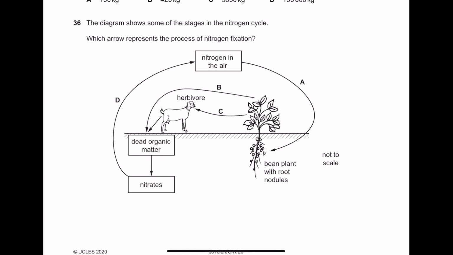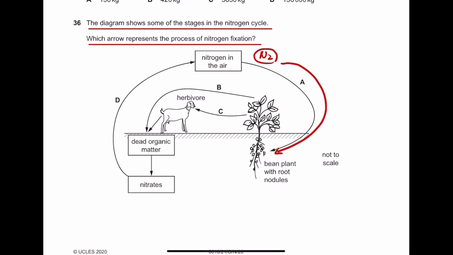Number 36. The diagram shows some of the stages in the nitrogen cycle. Which arrow represents the process of nitrogen fixation? So nitrogen fixation is fixing or using nitrogen gas in the air. So it's converting it to nitrates. So A is the right answer.